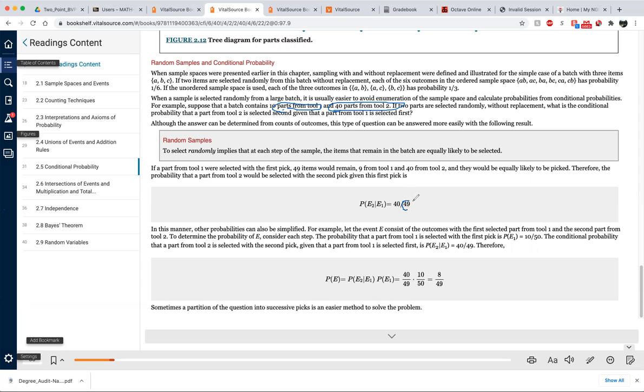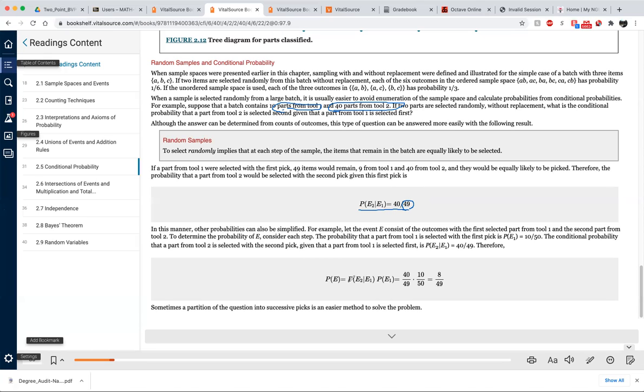Then we figure out the number of ways to select a part from tool 2. Out of 49, how many parts belong to tool 2? 40, right? So that conditional probability is going to be 40 over 49. In this manner, we can figure out P of E.